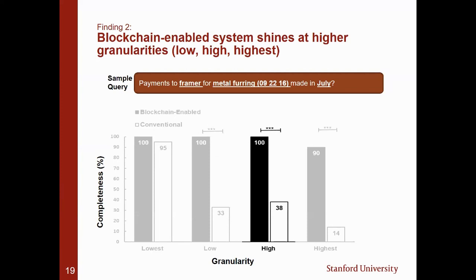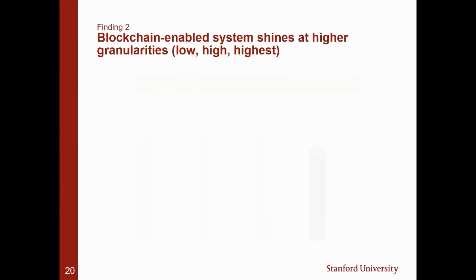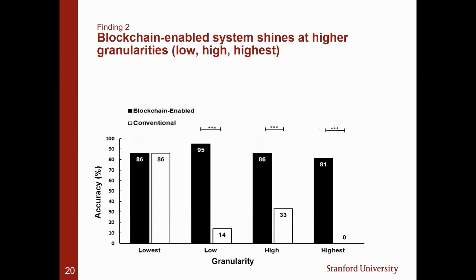And if instead of July, I would ask you about a particular week, then you're 6 times more likely to respond to this question if you're using blockchain. This is also similar when it comes to accuracy. So basically, people's average accuracy when responding to queries, no difference when it comes to the lowest granularity, but significant improvement when we're looking at queries that are very granular.